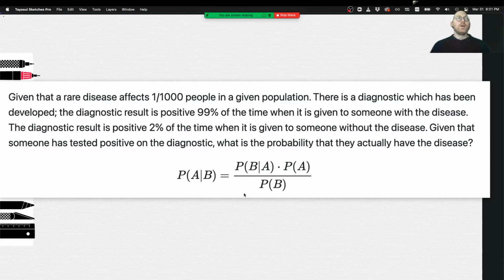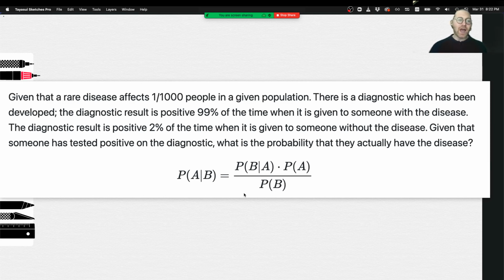Okay. So given that a rare disease affects 1 out of 1,000 people in a given population, that's not actually a sentence, but that's okay. There's a diagnostic which has been developed. The diagnostic result is positive 99% of the time when it is given to someone with the disease. The diagnostic result is positive 2% of the time when it is given to someone without the disease. Given that someone has tested positive on the diagnostic, what is the probability that they actually have the disease?